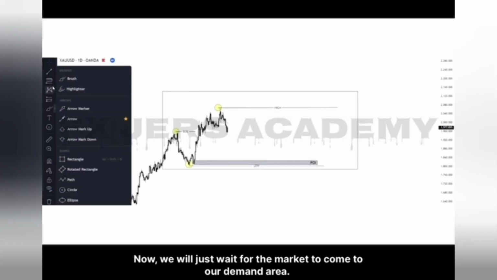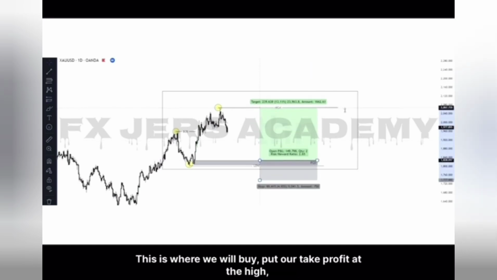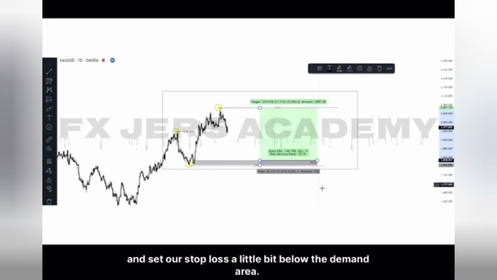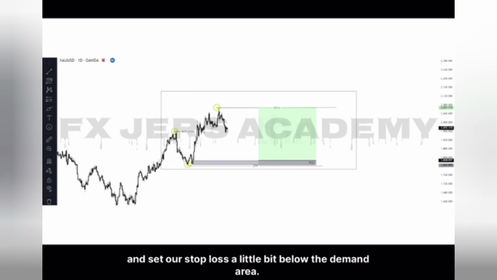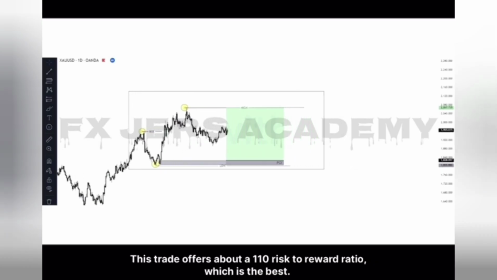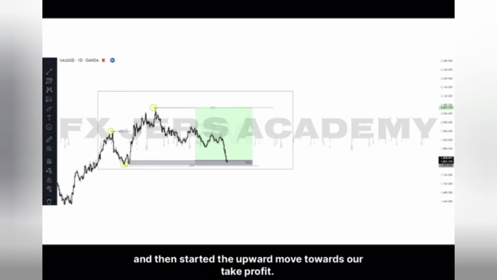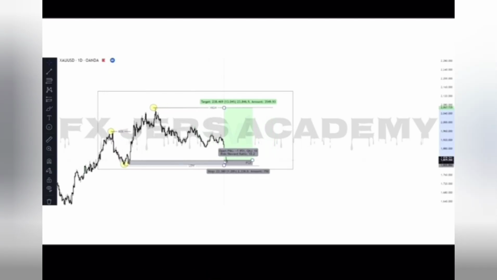Now, we will just wait for the market to come to our demand area. This is where we will buy, put our take profit at the high, and set our stop loss a little bit below the demand area. This trade offers about a 1:10 risk to reward ratio, which is the best. See how the market tapped into our demand area and then started the upward move towards our take profit.